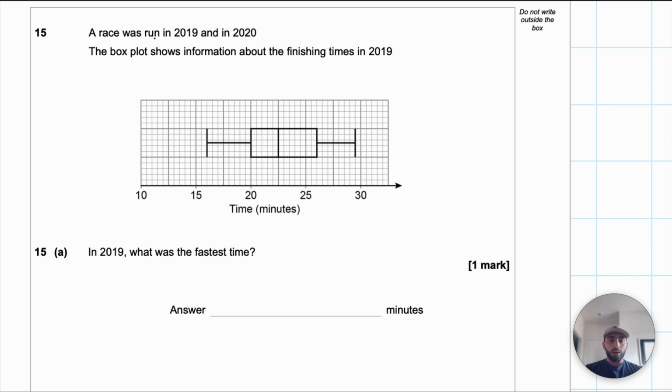Question 15. A race was run in 2019 and in 2020. The box plot shows information about the finish times in 2019. In 2019, what was the fastest time? Because we're looking for the fastest time, we're looking for the smallest time. In a race, you win by being quick. So this is between 15 and 20, and it's going up in 0.5, so that would be 17.5, and that would be 16.